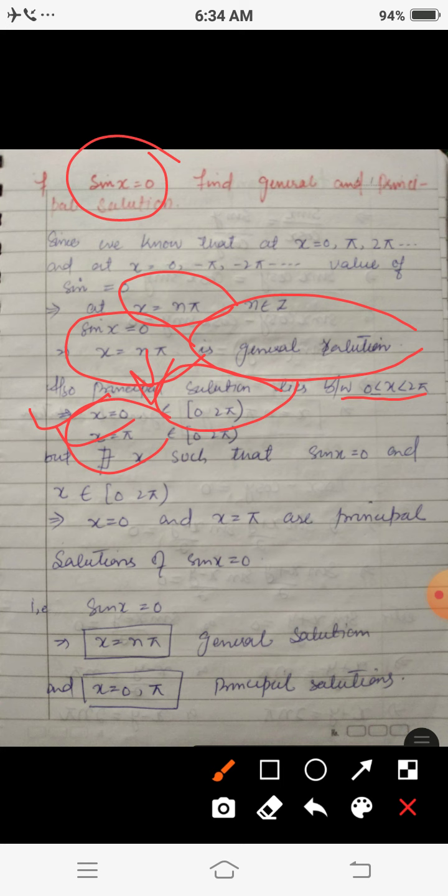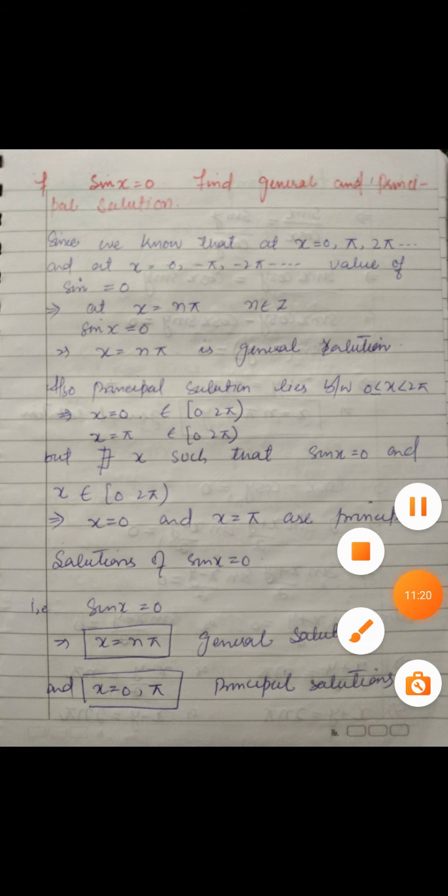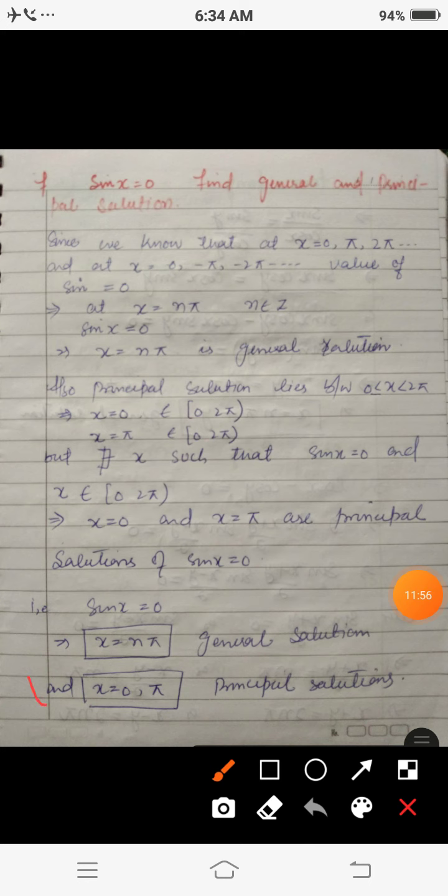Also, if n is 2, x equals 2 pi, but 2 pi does not belong to the interval 0 to 2 pi, because it is open from the 2 pi side. And if we consider n to be negative, minus pi does not belong to this interval either. So we have only two principal solutions: one is 0, the second is pi. Hence the general solution is x equals n pi, and the principal solutions are simply x equals 0 and x equals pi.